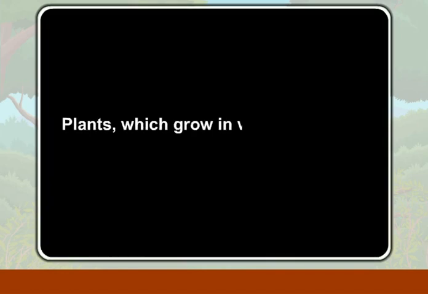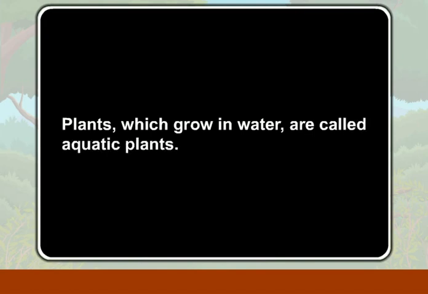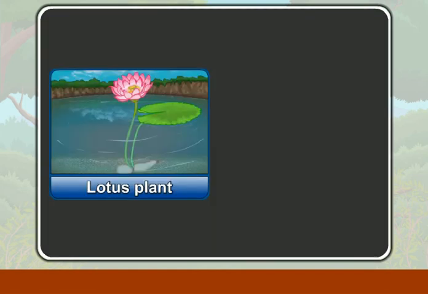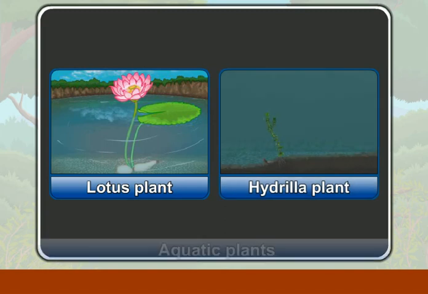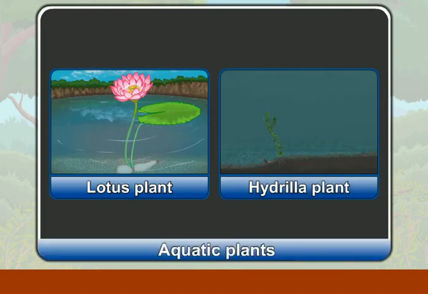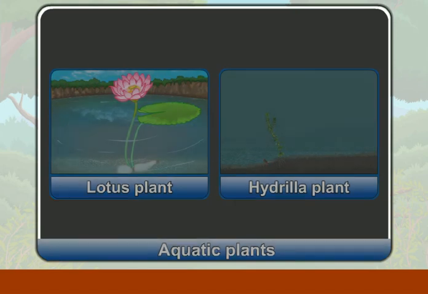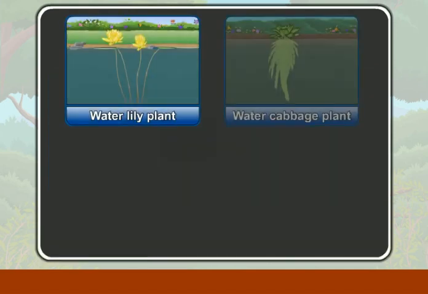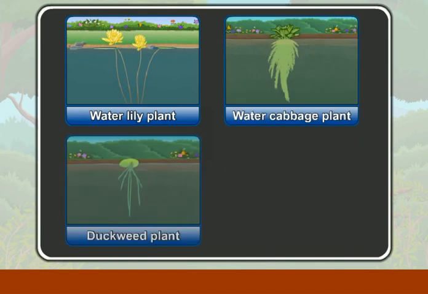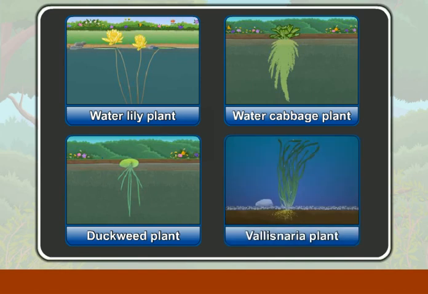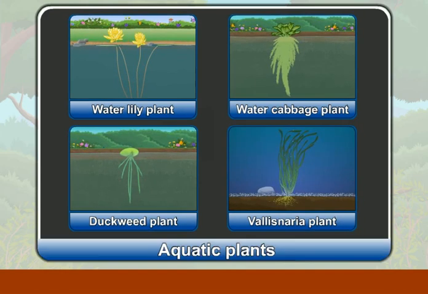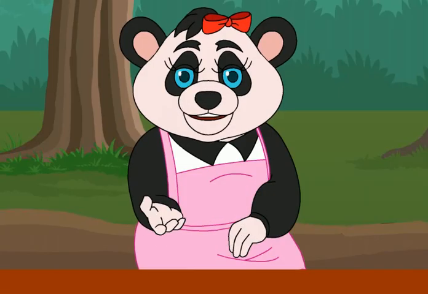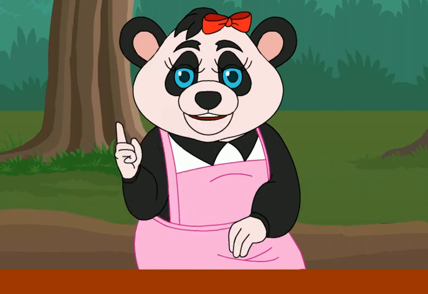Plants which grow in water are called aquatic plants. So, plants like a lotus plant and a hydrilla plant are aquatic plants. Plants like a water lily plant, a water cabbage plant, a duckweed plant, and a Vallisneria are also aquatic plants. Water is the habitat of all the aquatic plants.